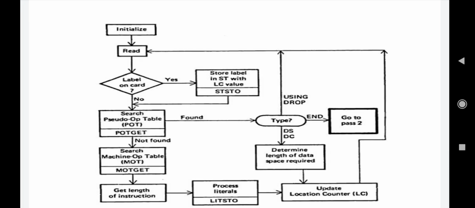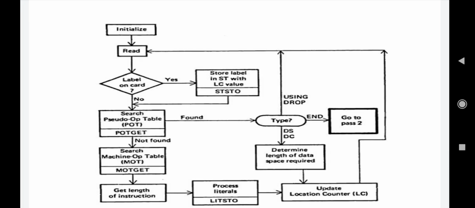If it is not a label, then it has to search the POTGET, that is the pseudo operation table. If it is found in the pseudo operation table, then it has to check what kind of pseudo instruction that is. In the previous session we have learnt the various pseudo instructions that can occur during the assembler phase. If the kind of pseudo instruction is END, then it has to stop pass 1 and go to pass 2. If it is not an END type of pseudo instruction, then it will go to DS and DC, which determines the length of the data space required for that particular pseudo instruction.